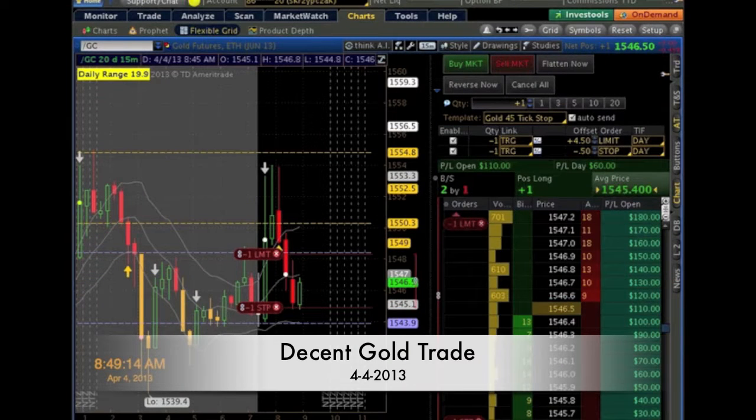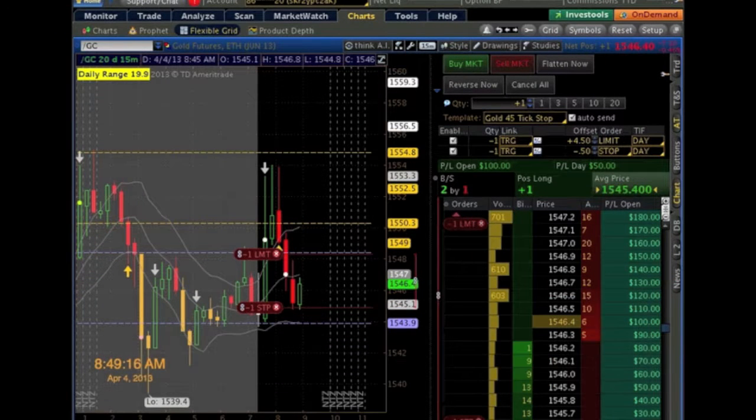It's about 8:49. I just got in a trade. Well, actually, this is the second trade. I got stopped out once, so I'm starting down $50. This is still the 10K challenge.